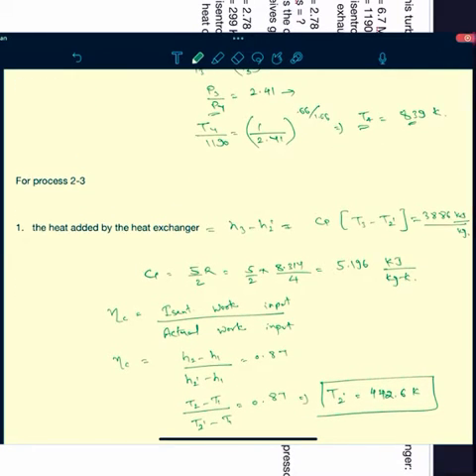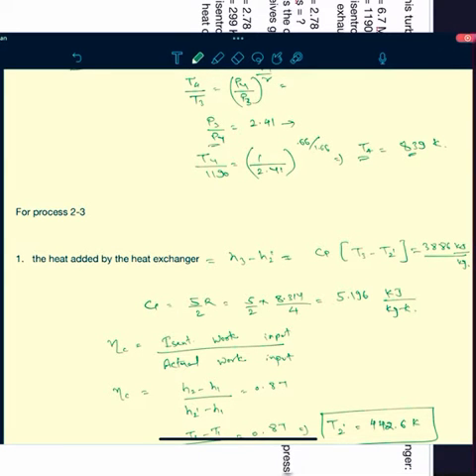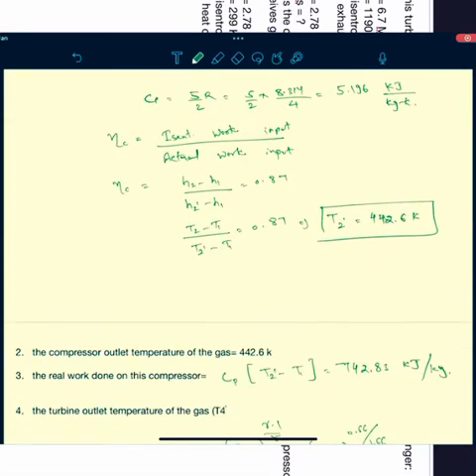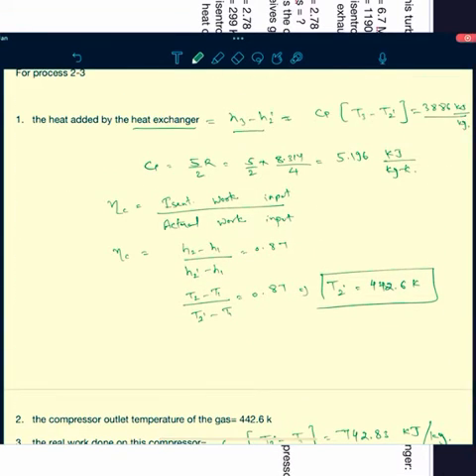So for process 2 to 3, I have to find out the heat added by the heat exchanger. The heat added by the heat exchanger is actually H3 minus H2 dash. So I can write H3 minus H2 dash is equal to Cp into T3 minus T2 dash. This I can write because the kinetic energy and potential energy of the system are neglected, and assuming the ideal gas behavior, Cp into T3 minus T2 dash. Here these assumptions will work out.